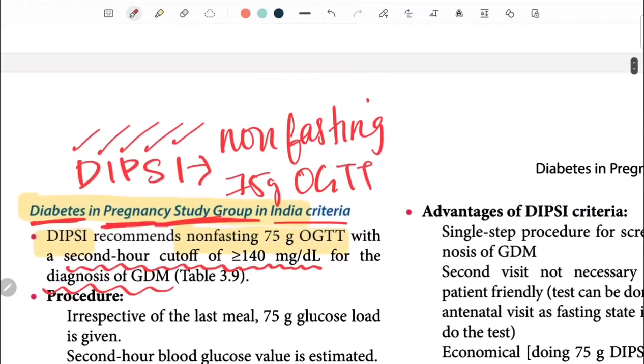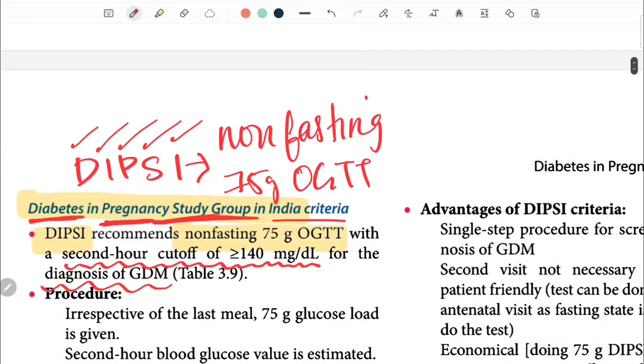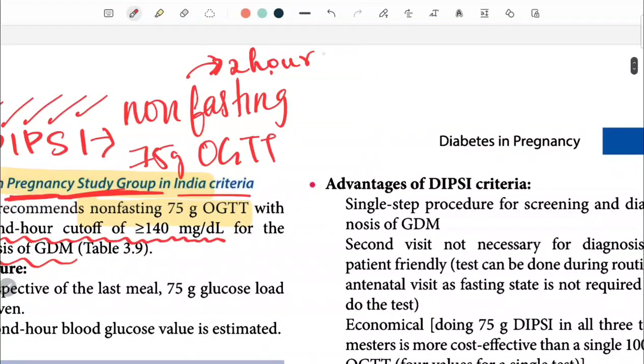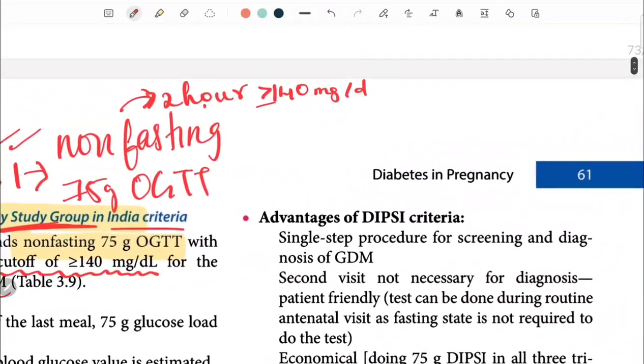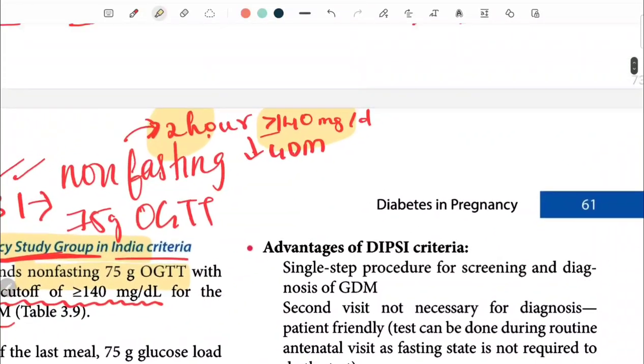So the non-fasting 75 gram OGTT requires a second hour sample. For the diagnosis of GDM, it requires a second hour sample of more than or equal to 140 mg per dl.